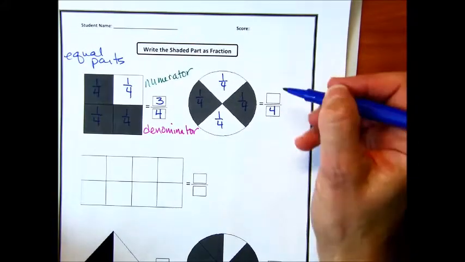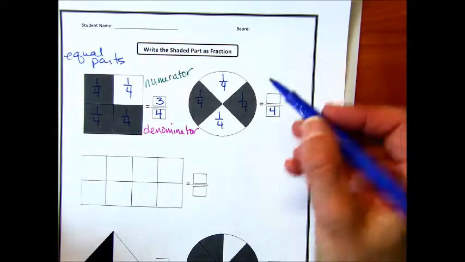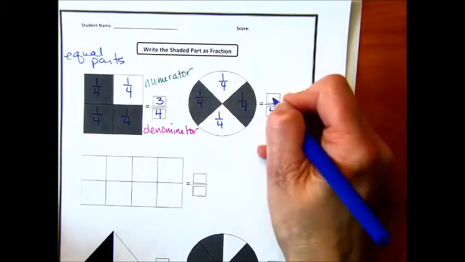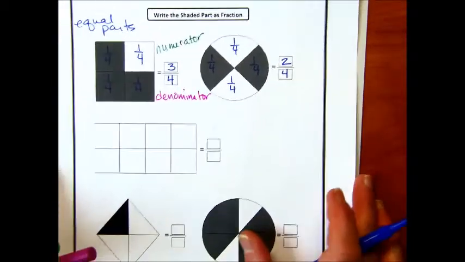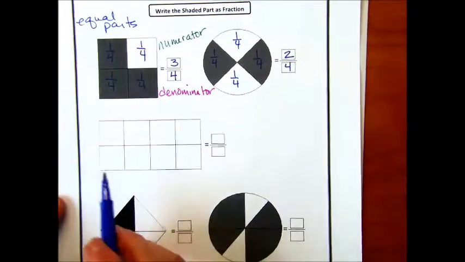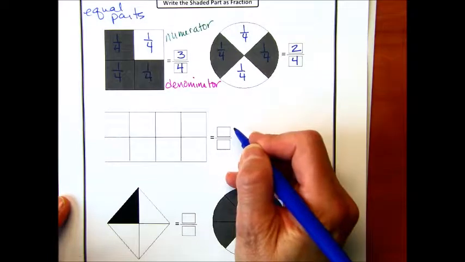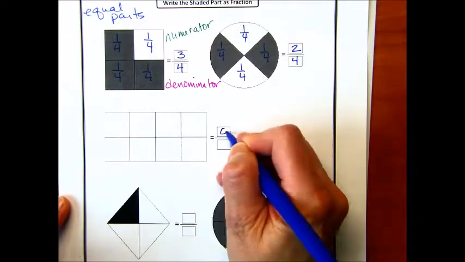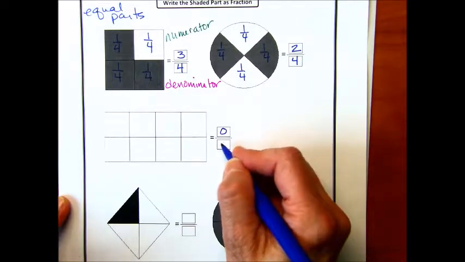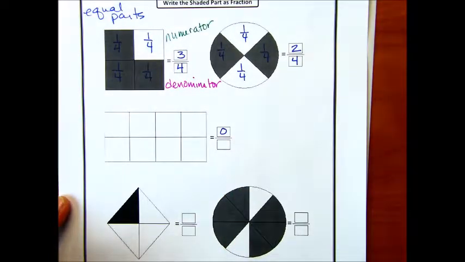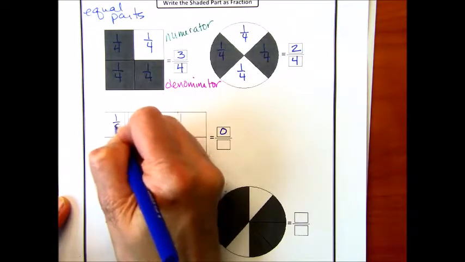Okay, but the numerator, which is the amount that's shaded, or the parts that we're considering, there's only 2 shaded parts here. Now let's go ahead and look at this third one. How many parts are shaded? 0. None of them are shaded. And what would be the denominator? There's 8 equal parts. So each of these represents 1/8.